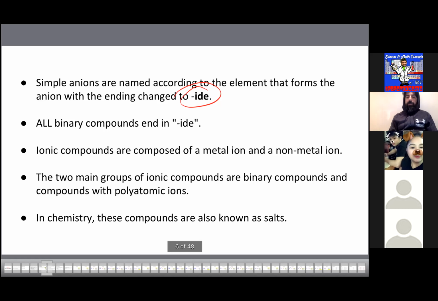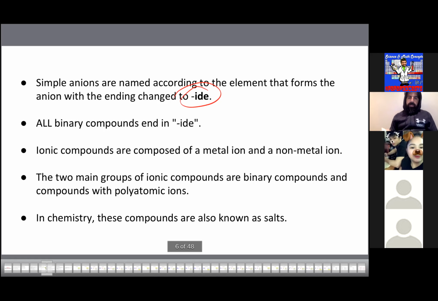Okay, something like combining magnesium and bromine, so it becomes magnesium bromide. The bromine, the INE ending, that gets dropped for the IDE ending. Okay, so remember that typically with binary compounds will have that IDE ending. There are going to be a couple of exceptions, as we're going to see once we get into the polyatomics. Okay.